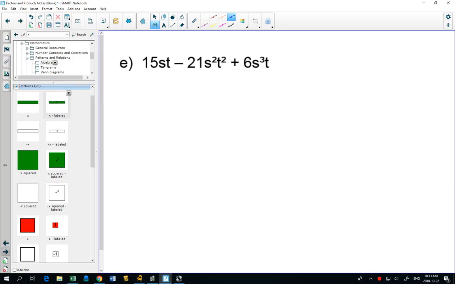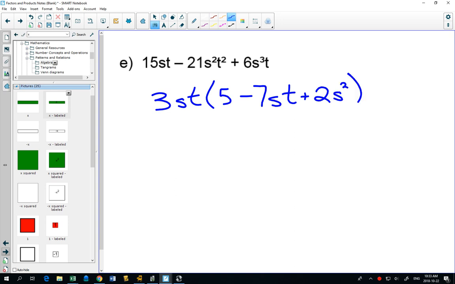15, 21, and 6. What number do they all have in common? 3. Look at your variables. Do they have any variables in common? An S and a T. Leaving me with 5 for the first one. Good. Minus 7 for the second one, 1 more S, 1 more T. Plus 2, 2 more S's.